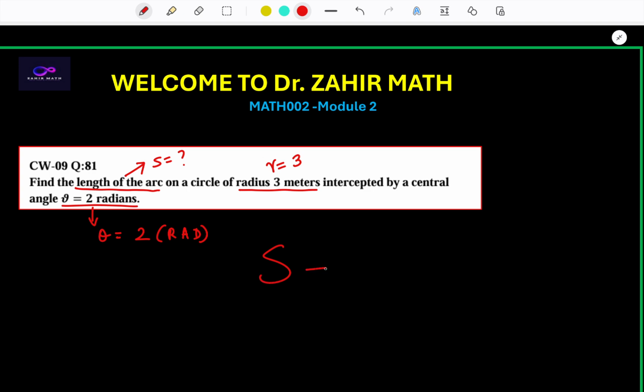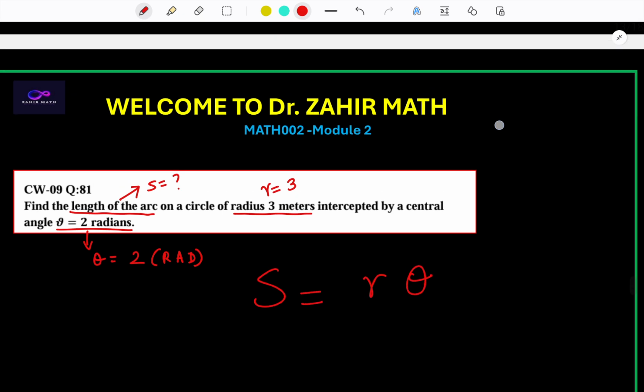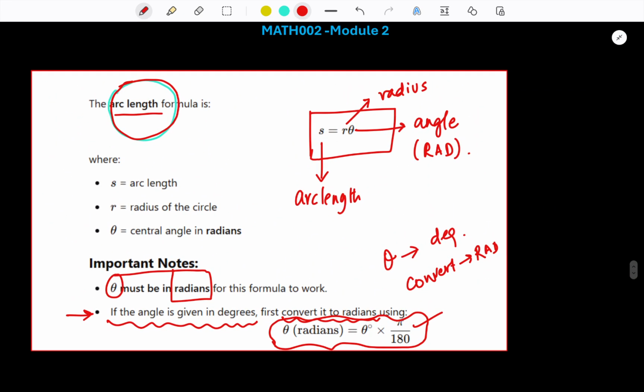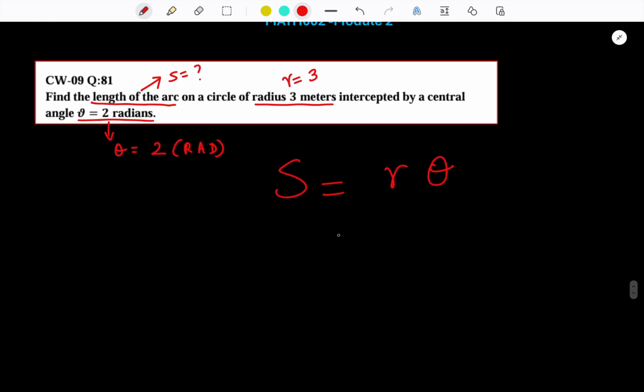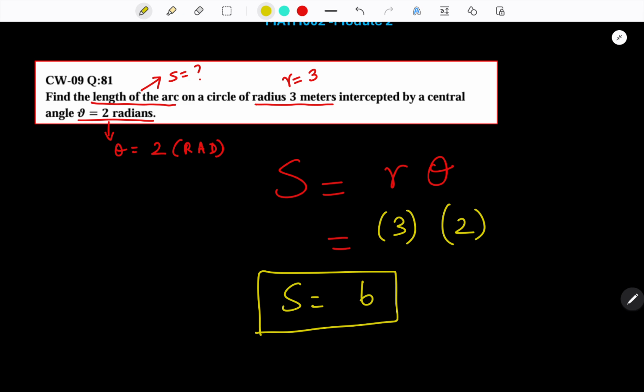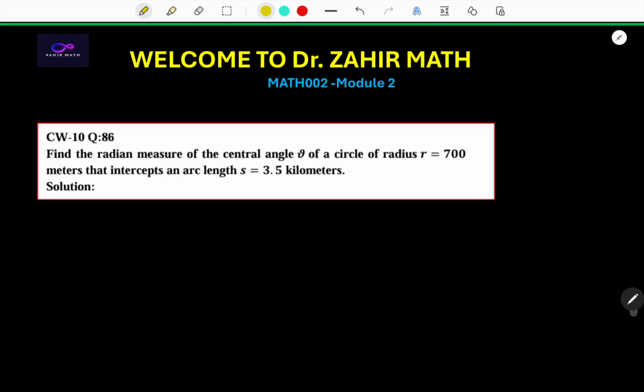So what is the formula? Arc length S is equal to R theta. Just now I told you the formula. So what is your radius given in the question, which is 3, and theta is given as 2. So S is equal to 6. Arc length is equal to 6. Let's go to the next question.